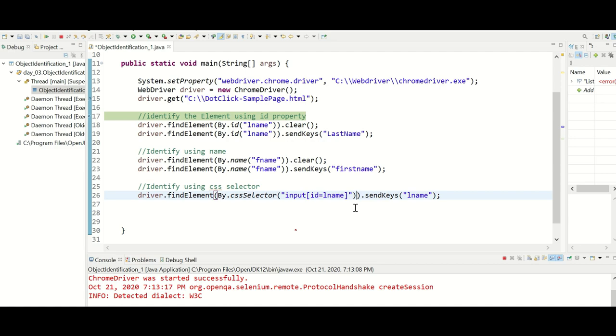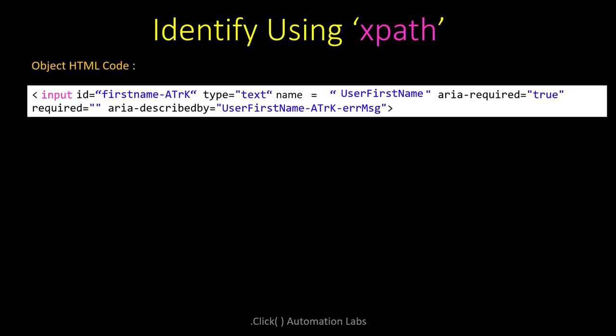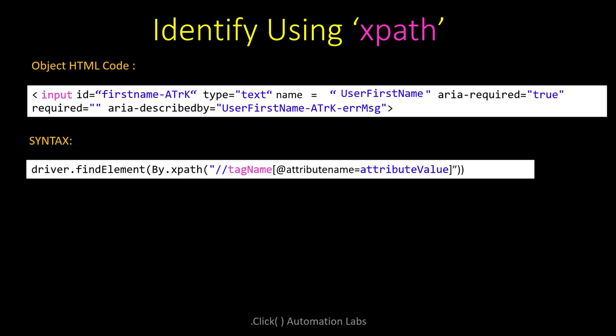So this is the third method to identify using CSS selector. Now let's jump on to the fourth method. The fourth way is to identify using XPath. Again, this is my HTML source code. The syntax is driver.find_element(By.XPath), where you write double slashes, the tag name, square bracket, at the rate attribute name equals attribute value.